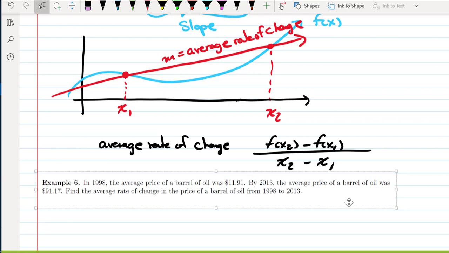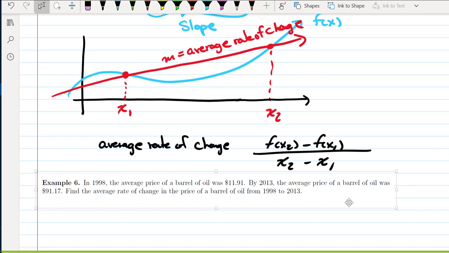So then this will give us context for our example number 6. So in 1998, the average price of a barrel of oil was $11.91. By 2013, the average price of a barrel of oil was $91.17. Find the average rate of change in the price of a barrel of oil from 1998 to 2013.